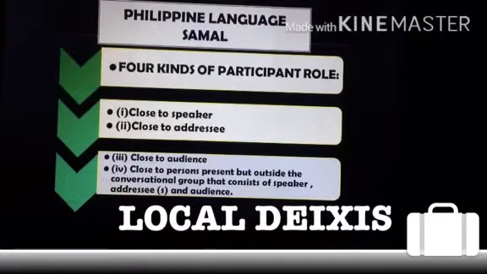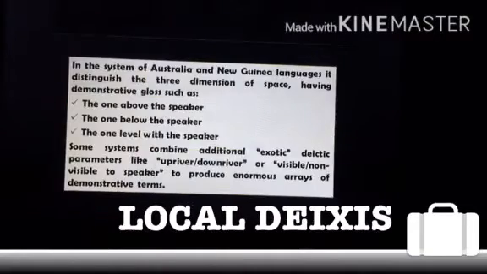First is close to the speaker. Second, close to the addressee. Third, close to the audience. Number four, close to the persons present but outside the conversational group that consists of the speaker, addressees, and the audience.